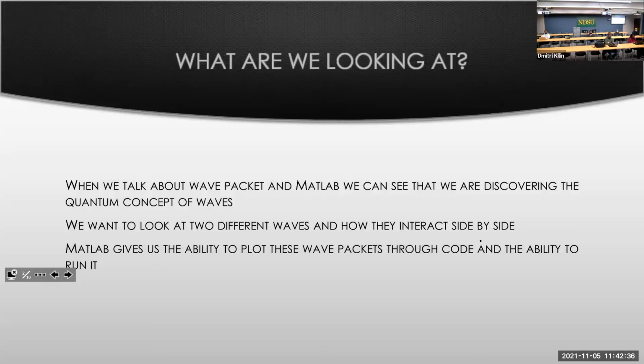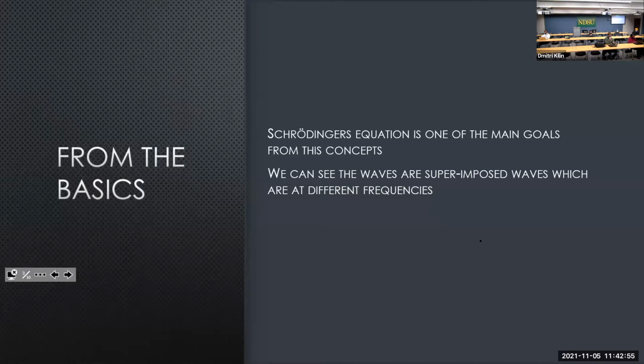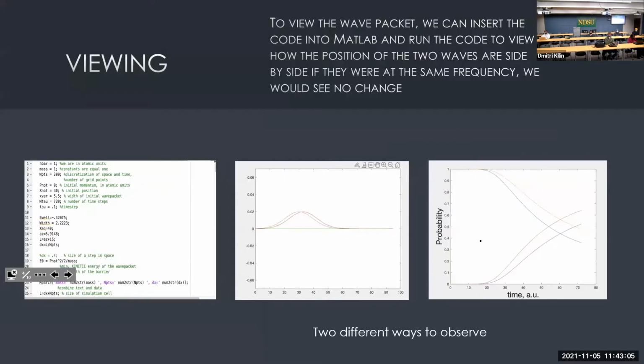What we're looking at here is the wave packet and the concept of waves. We want to look at two different waves and how they interact side by side. MATLAB gives us the ability to show these through code and to run it. From the basics, there is an equation, and we can see the waves are superimposed, at different frequencies, which is why we see the difference in them.